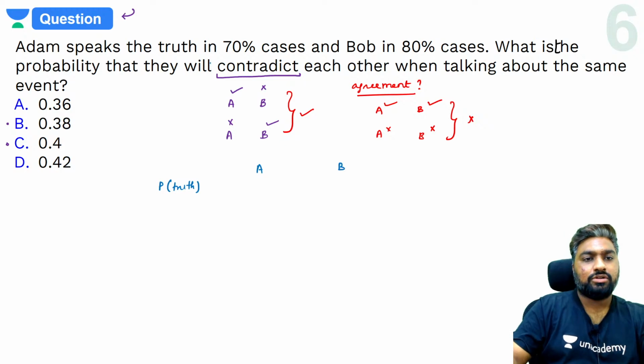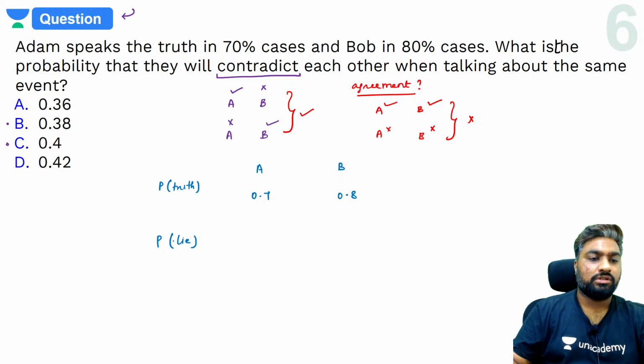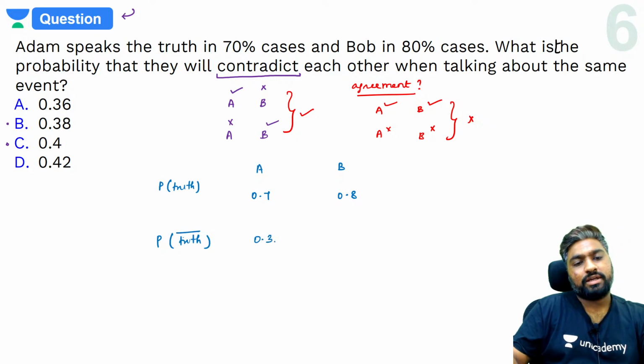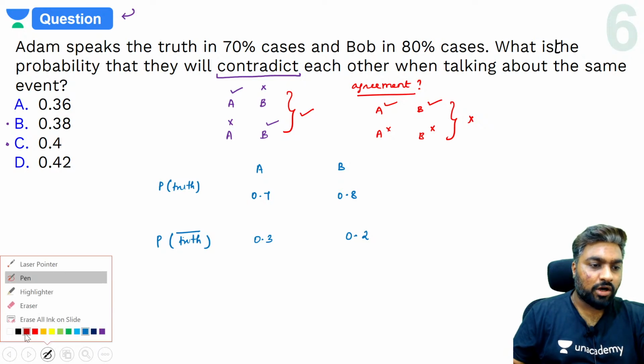A telling the truth is what? 70%. That's 0.7. And in Bob's case, it is 0.8. So probability of both telling a lie, not truth. Yes. Not telling the truth is going to be what? 0.3 and 0.2. Correct?